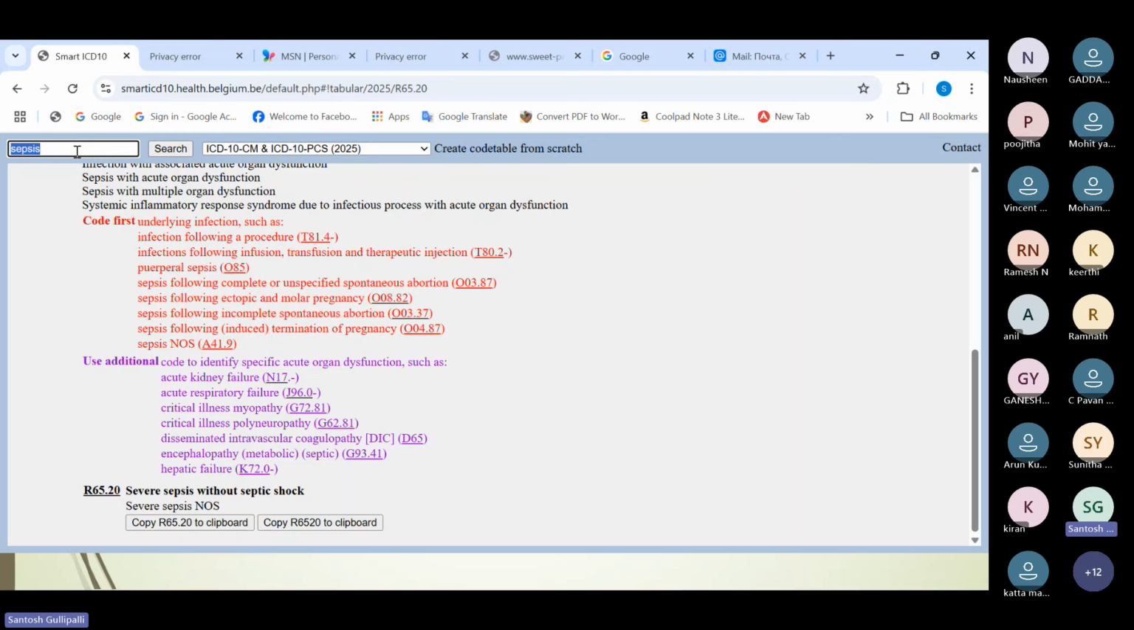In the sepsis topic, generally sepsis is a blood infection. Severe sepsis means any acute organ failure due to that infection, for example acute respiratory failure, acute kidney failure or acute liver failure.